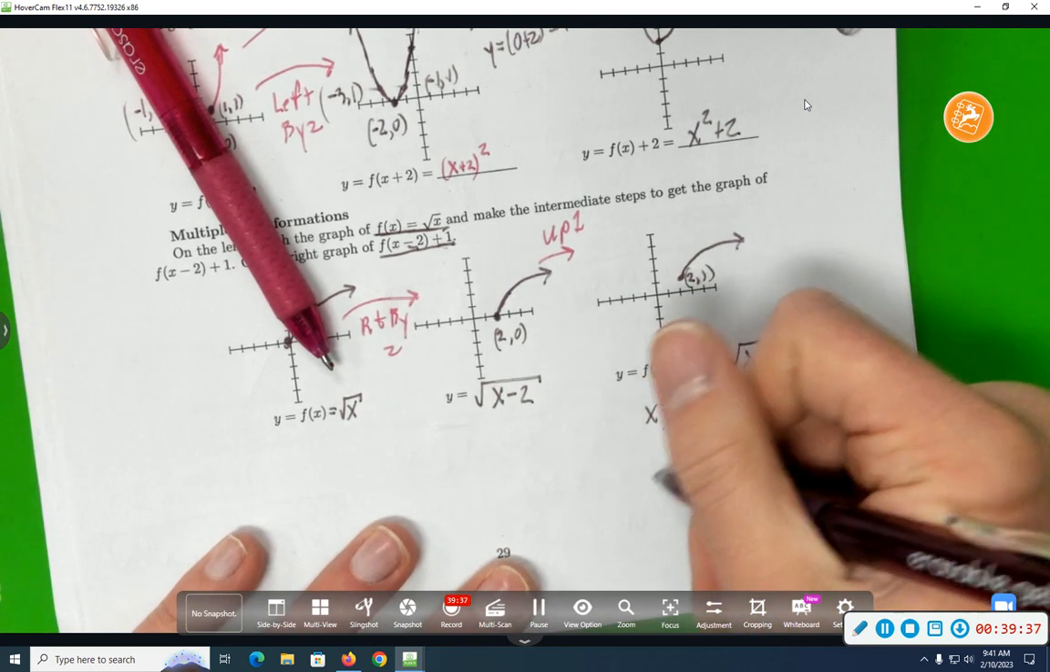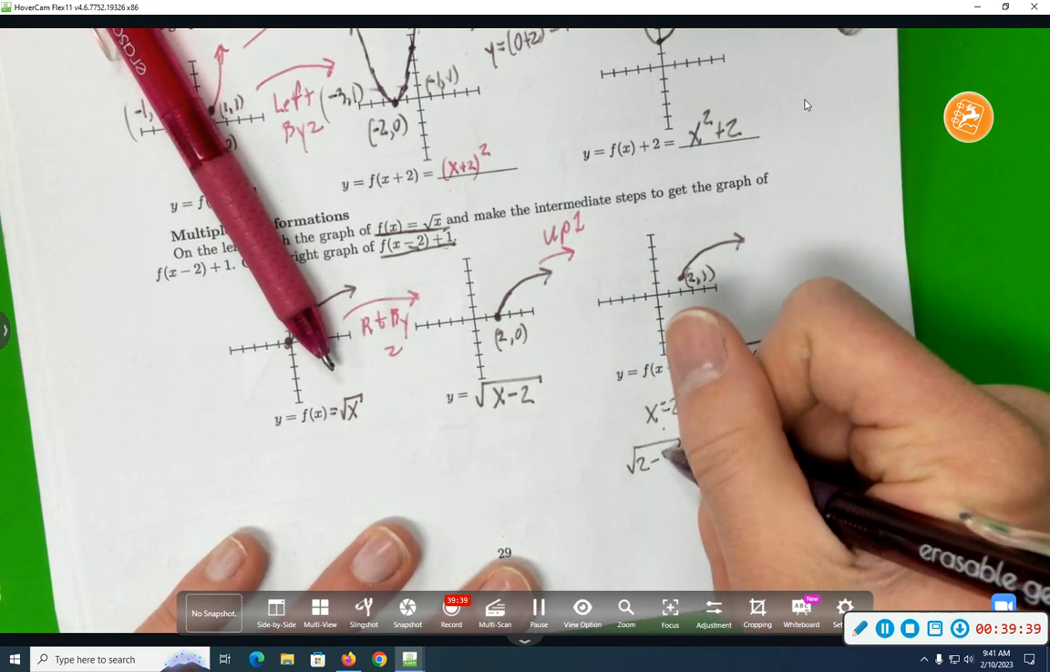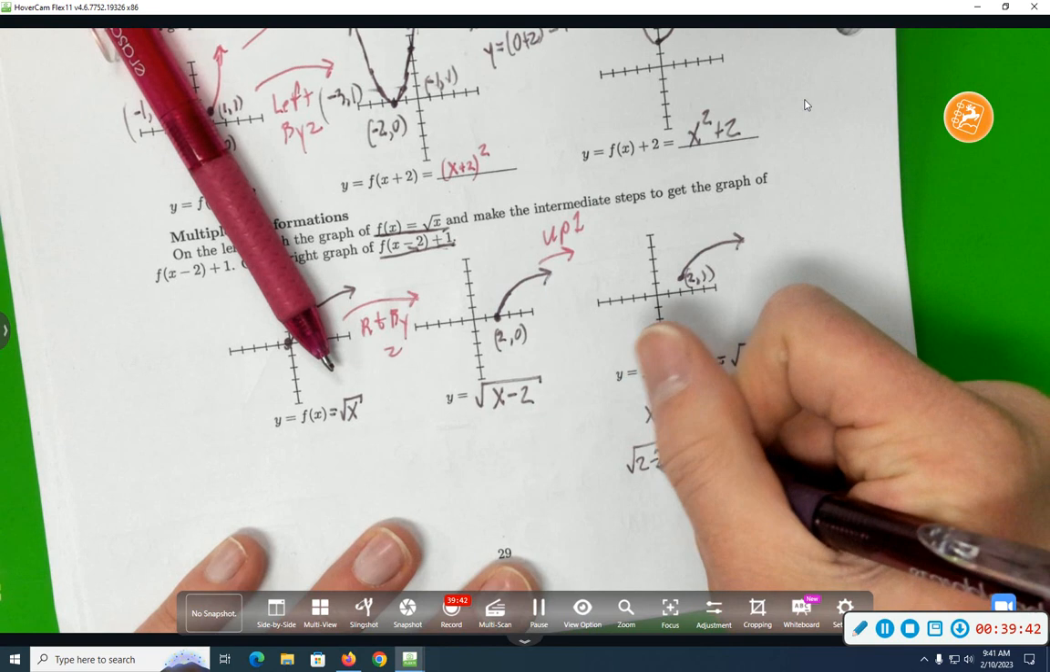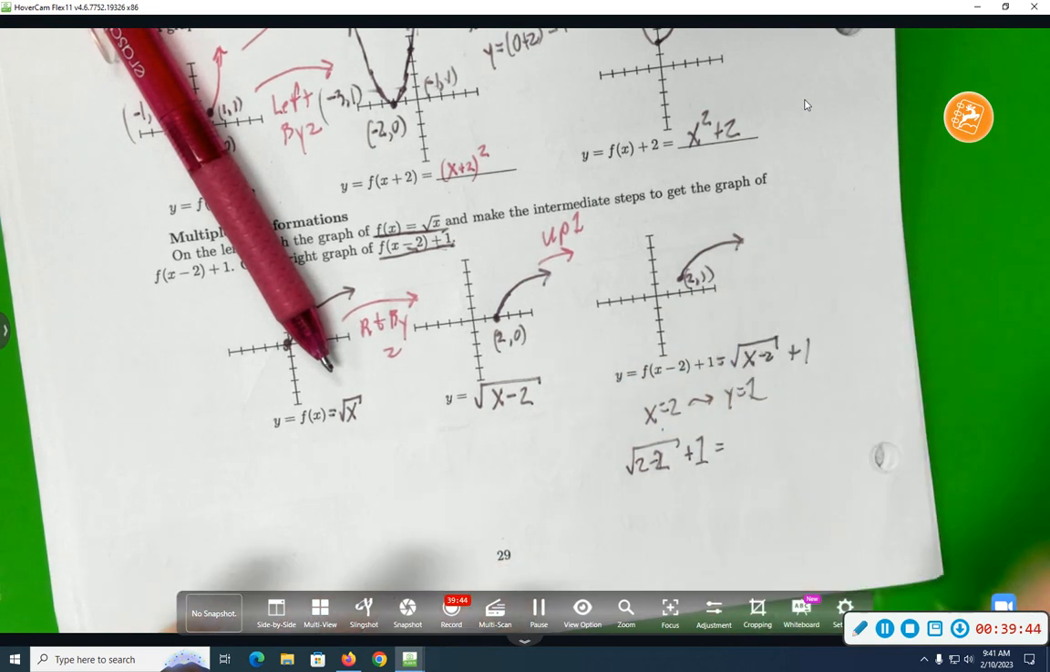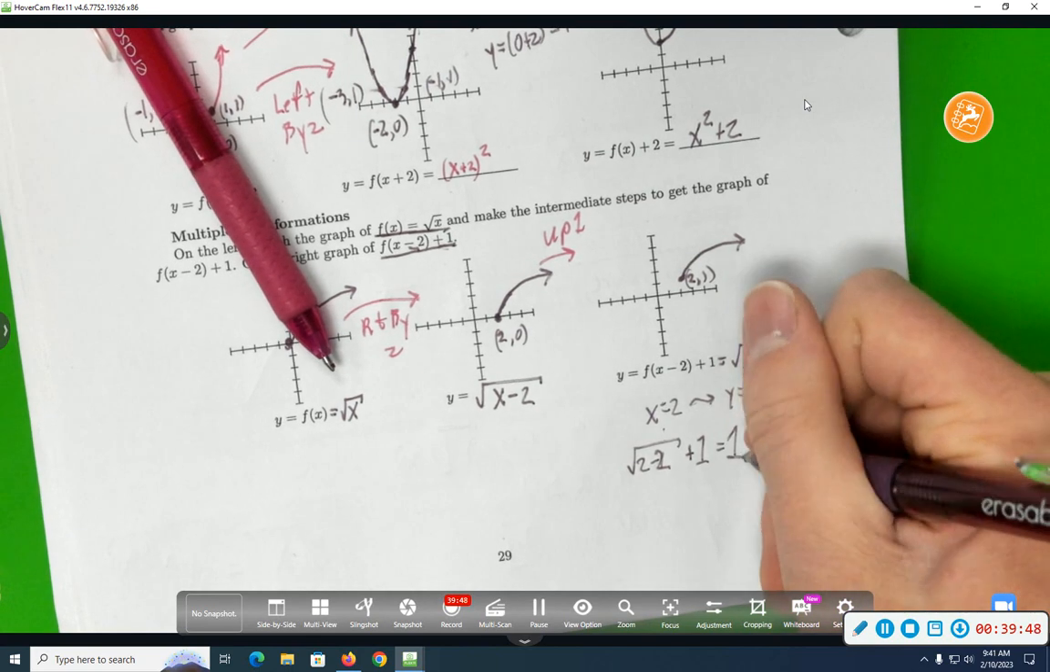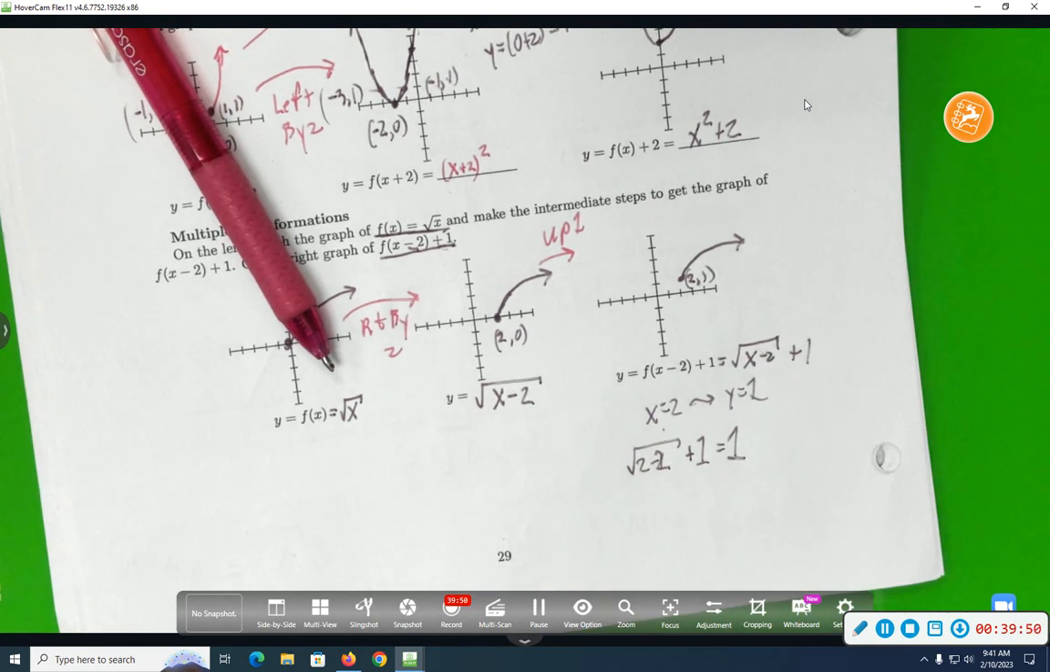So plug in x equals 2. It looks like I get the square root of 2 minus 2, plus 1. Is that 1? Nice. That seems like a decent thing. You should be more confident now. Other thoughts for how you might check?